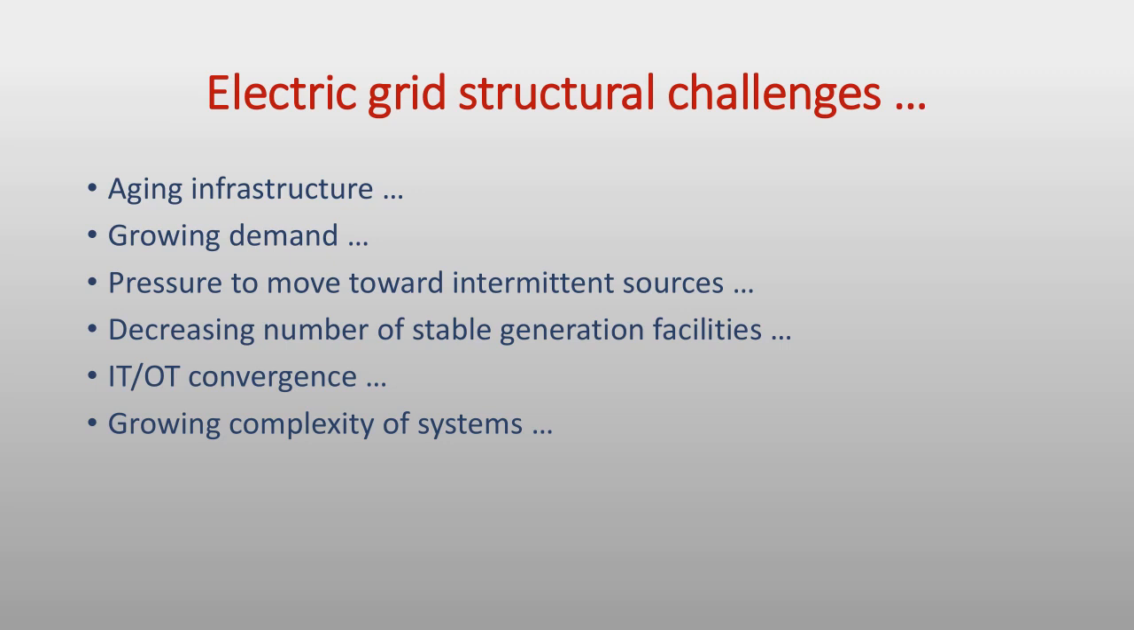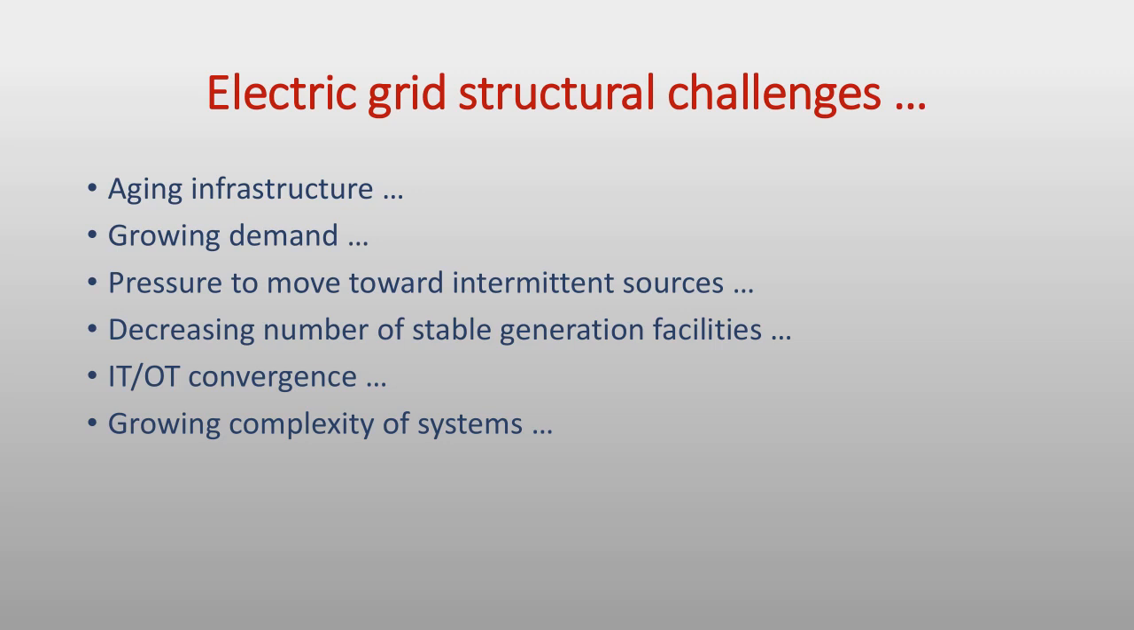Pressure to move to intermittent sources. The next two basically go together. The pressure to move to intermittent sources and away from the stable generators that use fossil fuels is putting a lot of pressure on the design of the grid.